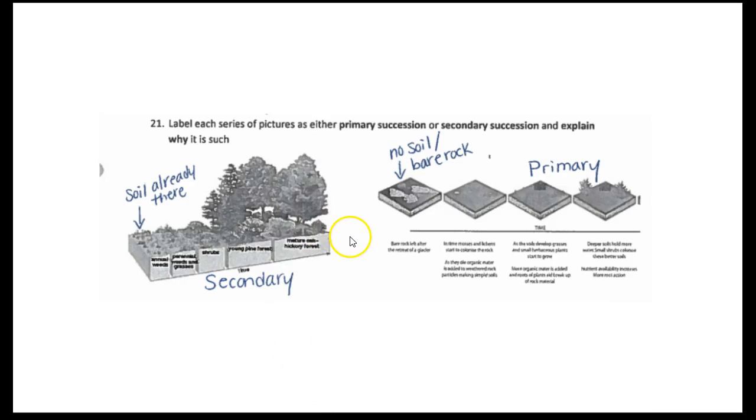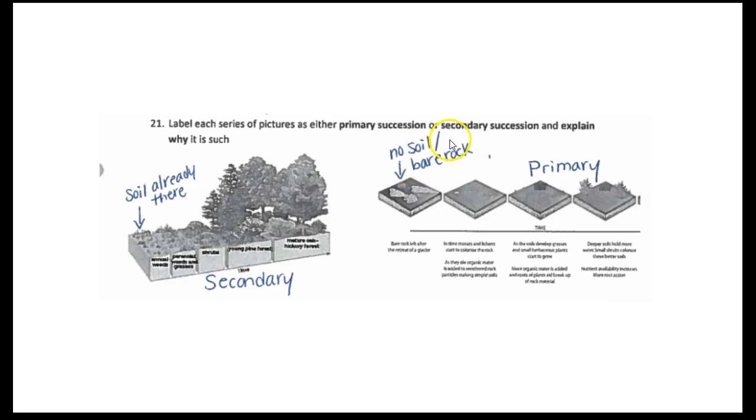So label each series of pictures as either primary succession or secondary succession and explain why. So here we have a little bit of soil, things start to grow a lot. You have shrubs and bushes, now you have trees, and before you know it, we have big mature forests. So this is secondary.